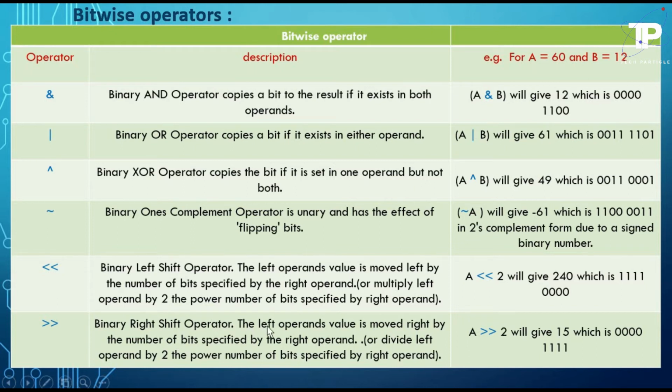Similarly, for the right shift operator, the left operand value is moved right by the number of bits specified by the right operand. It is the same as dividing the left operand by 2 to the power of the number of bits specified by the right operand. For example, here A is equal to 60 and A is right shifted by 2, which means least significant bits are moved 2 times toward the right. So the value of A, that is 60, would become 15, meaning 60 would be divided by 2 to the power 2. 60 would be divided by 4, that is equal to 15. So this was the left shift and right shift operator.